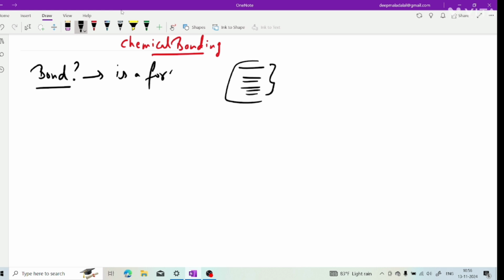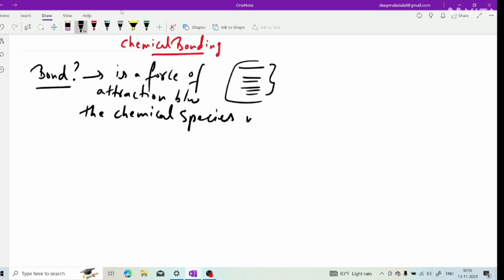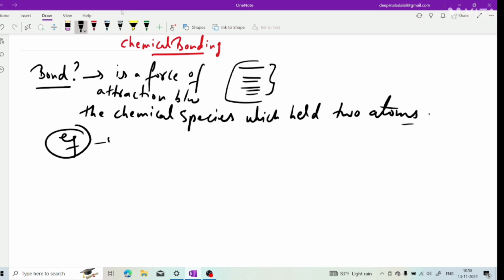Bond is a force of attraction between the chemical species which holds two atoms. For example, AB. AB is a molecule.